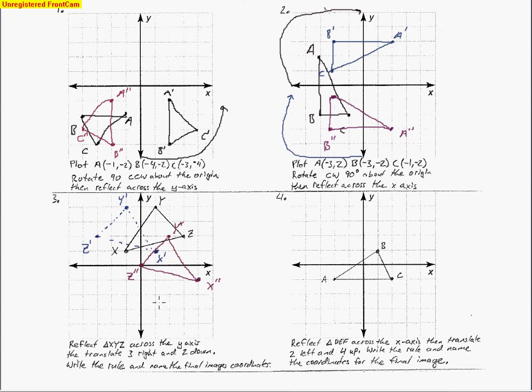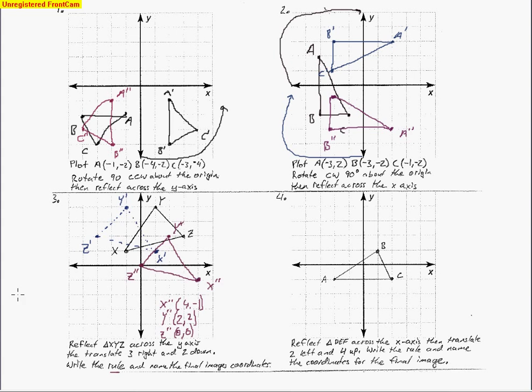So it asks for the ordered pairs for X, Y, and Z double prime. So X is 4 spaces right and 1 space down. Y is 2 spaces right and 2 spaces up. And Z is just at the origin. And so now they want us to write a rule.